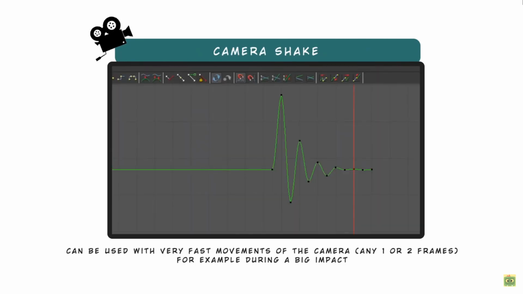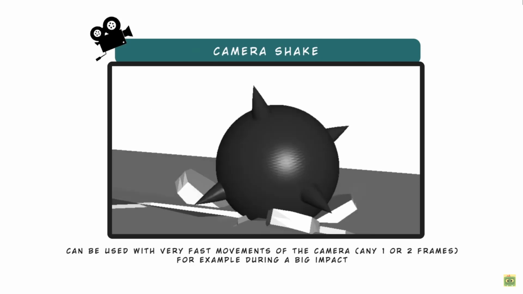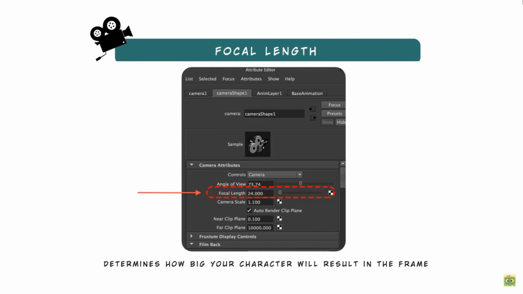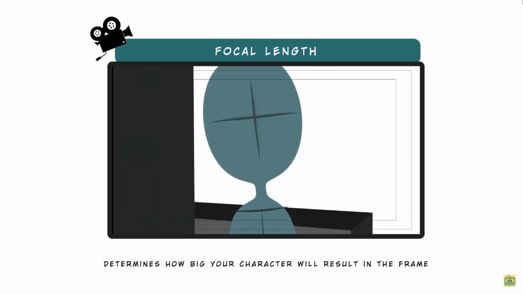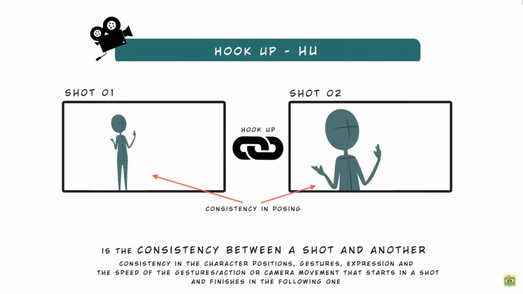Camera shake can be used with a very fast movement of the camera in one or two frames, for example during a big impact. Focal length determines how big your character will be in the frame and can also be animated to give a dramatic effect to a shot. Hookup is the consistency between one shot and another in sequence order. We must keep this consistency in the character's position, gestures, and expression, but also in the speed of the gesture, action, or camera movement if this starts in one shot and ends in the following one. These are just a few terms and types of shot, but let's now see some examples.